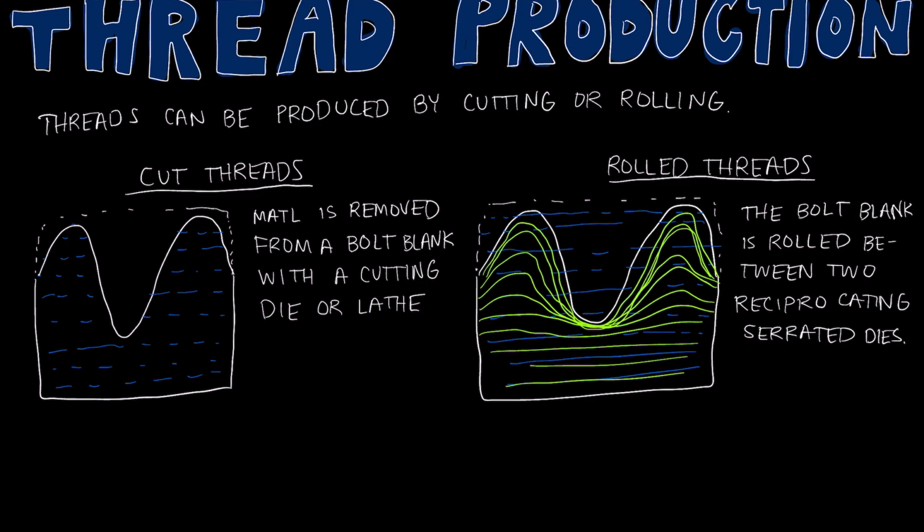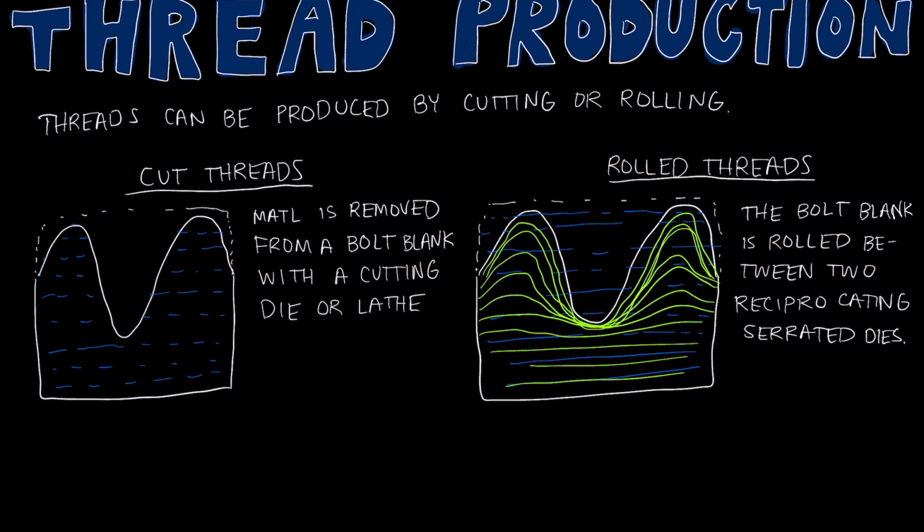So you can see that down here at the root of the thread, we're going to get a lot of compressive residual stress, and that is really good for the strength of the bolt, particularly in fatigue applications. So if you are using a bolt for an application where you know you're going to have lots of vibrations or high potential for fatigue failure, then rolled threads are probably the way to go.